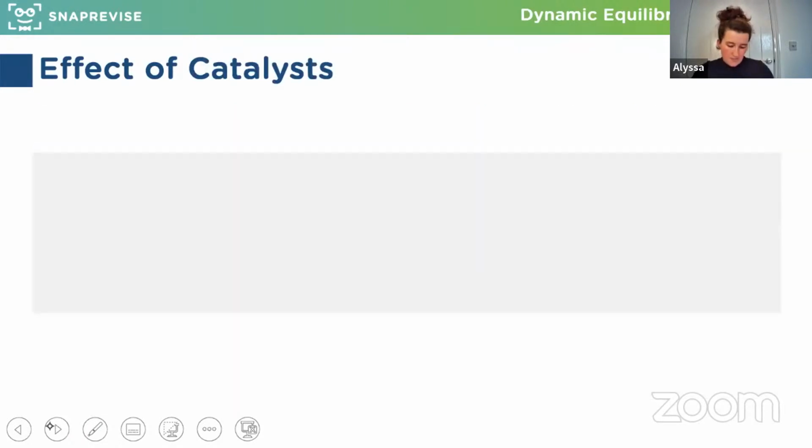Okie dokie. Right, final thing then that we're going to cover. What is the effect of catalysts on the position of equilibrium? How do catalysts affect the position of equilibrium?